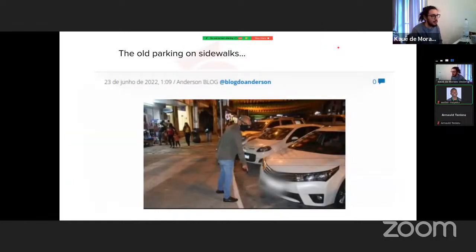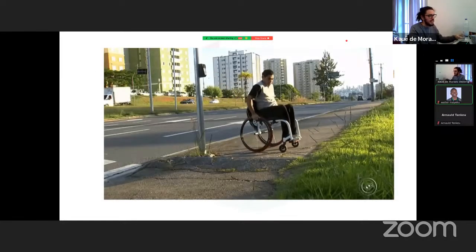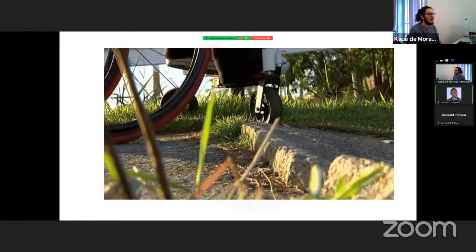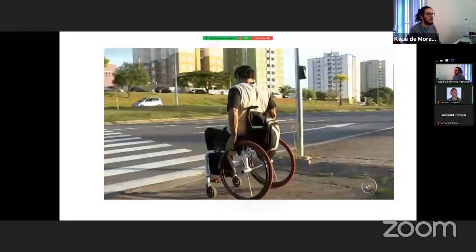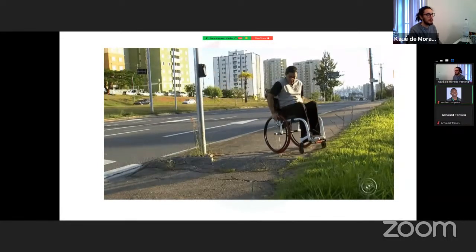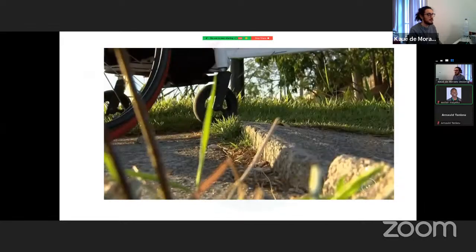The other very common thing is that there are also non-permanent barriers to accessibility. They also exist a lot, like people parking cars on sidewalks. That happens a lot in Brazil. And look, something that may be seen as not a large step can be very difficult, very challenging for people with disabilities.